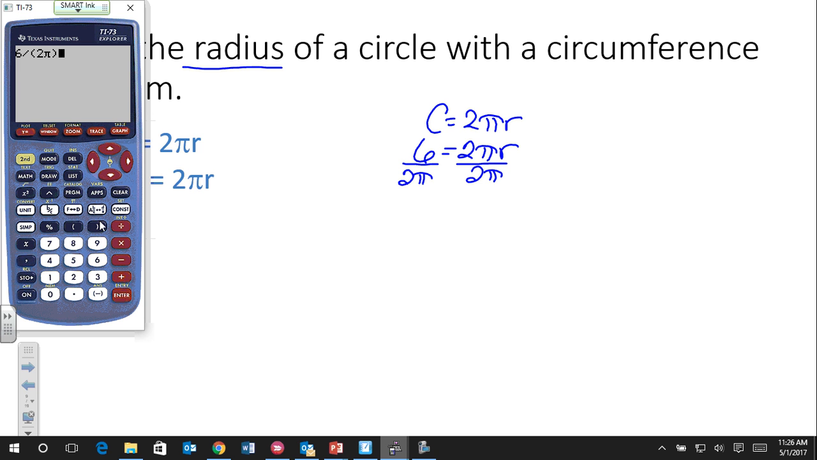Okay, does everyone see why we need parentheses? Yes, makes sense? You can divide 6 by 2 and get 3 and then take that divided by pi. Just don't fall in the mistake of putting it in the calculator wrong. Does that make sense? But if you want to put it all in one, you need to put parentheses around it. And we get 0.95. Everybody cool with that? Did everybody get that? All right, so our answer is 0.95 centimeters.